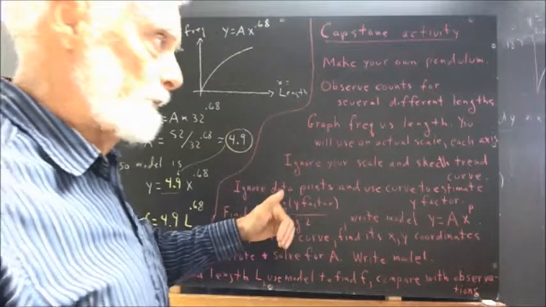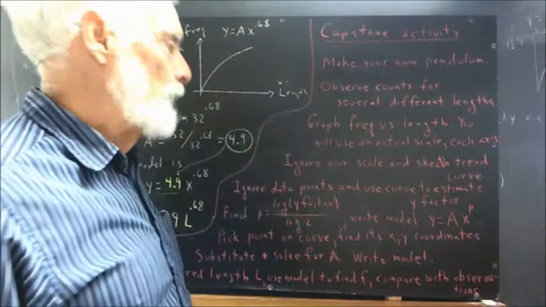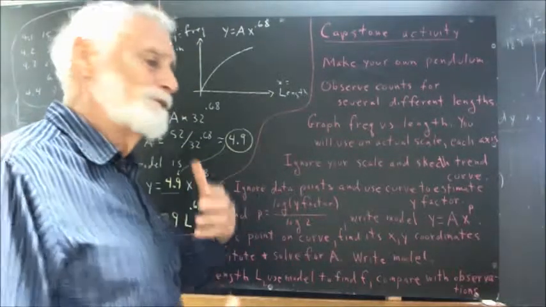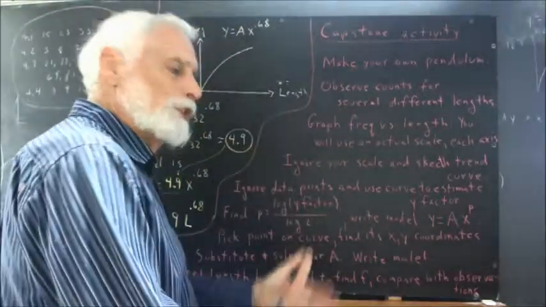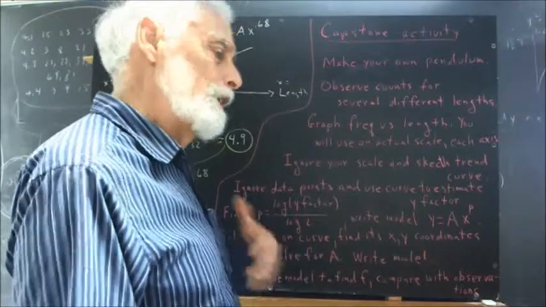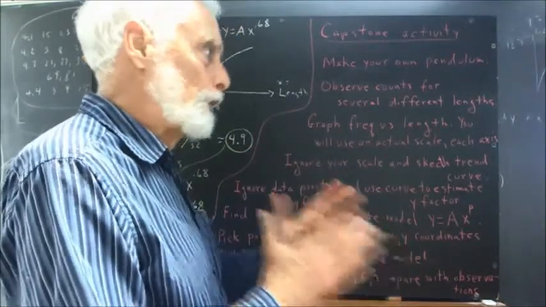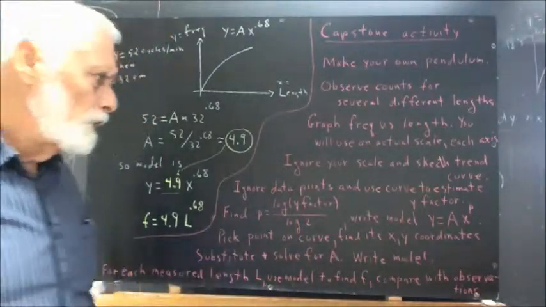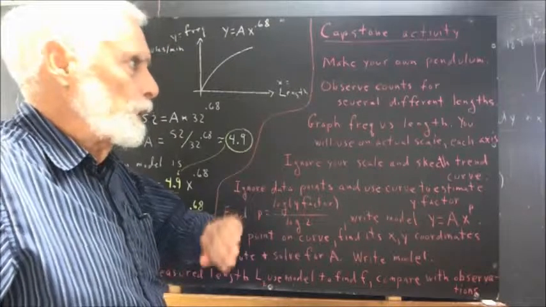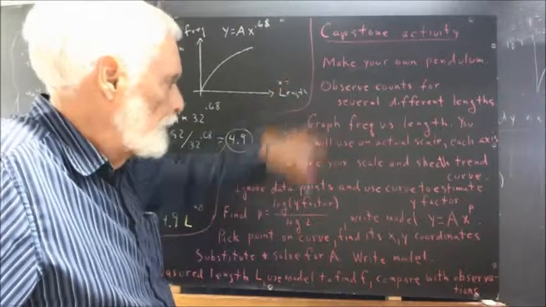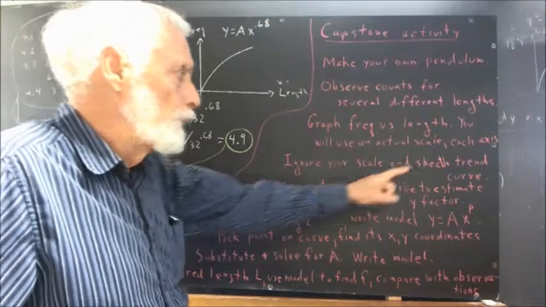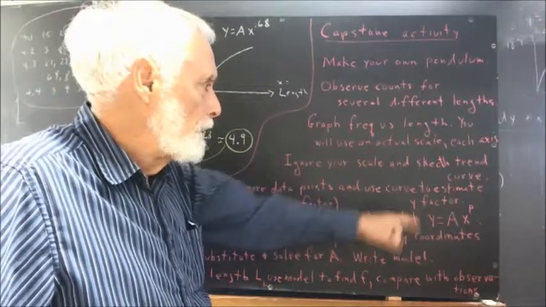You want the trend, and the trend doesn't wiggle around to find points where you miscounted, or points where you were between 62 and 63 cycles and it was 63, and it really probably was about 62 and a half. So you've got an error there. You don't wiggle around to get your data points. You don't wiggle around to get your curve. You try to get your data points to fit the curve. Okay, so we ignore the data points, and we use the curve to estimate the y factor.